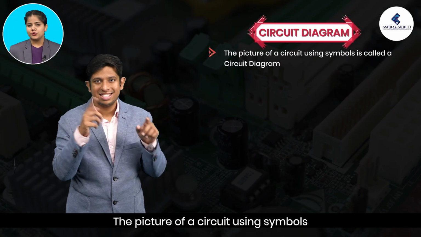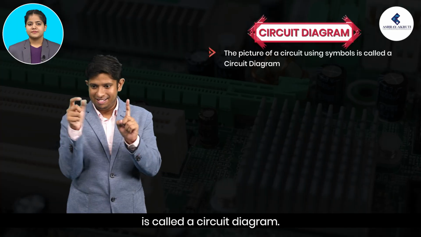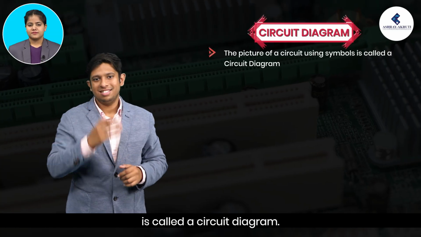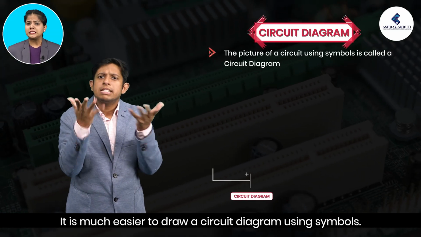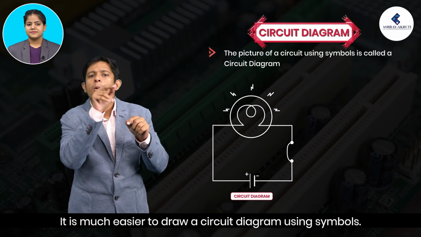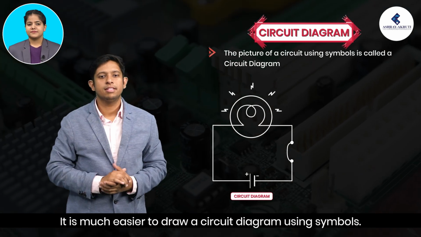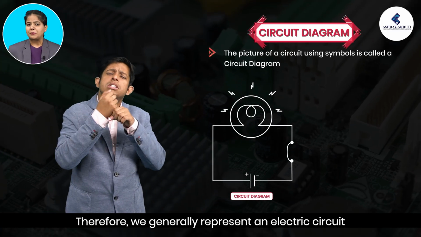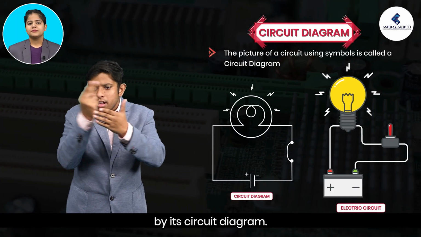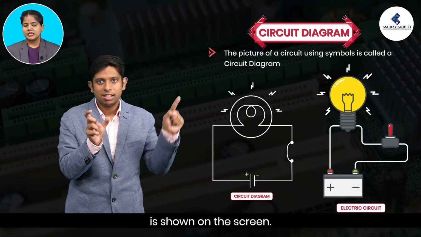The picture of a circuit using symbols is called a circuit diagram. It is much easier to draw a circuit diagram using symbols. Therefore, we generally represent an electric circuit by its circuit diagram. A circuit diagram of the electric circuit is shown on the screen.